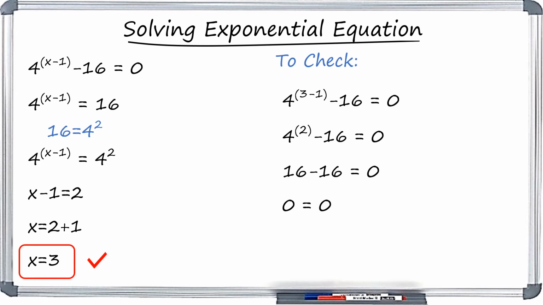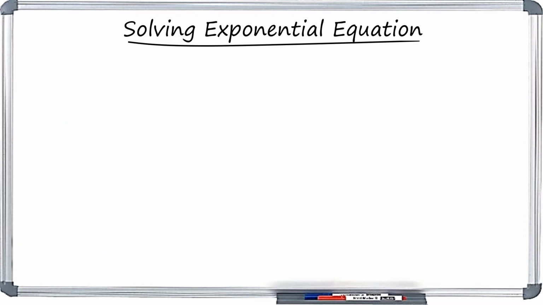Now let's have another example. Our example is 25 raised to x plus 1 is equal to 125 raised to x minus 2. As we can see, our exponential terms are already isolated. We have 25 raised to x plus 1 on the left-hand side of the equation, and 125 raised to x minus 2 on the right-hand side. So we proceed to our next step, which is expressing both sides of the equation with a common base.